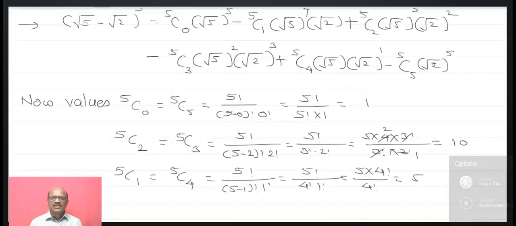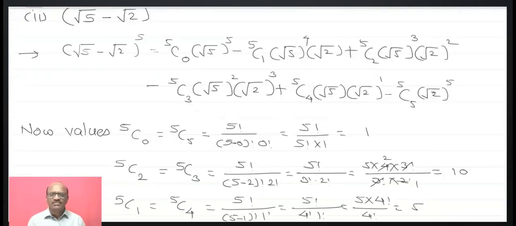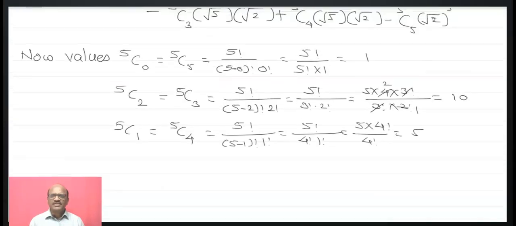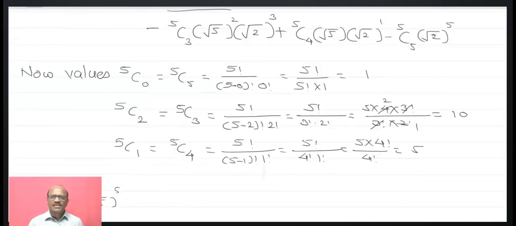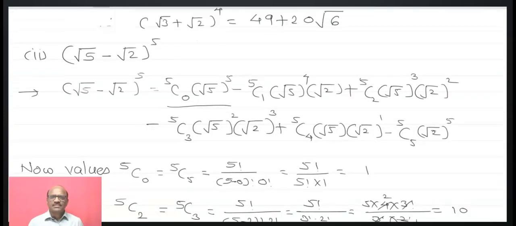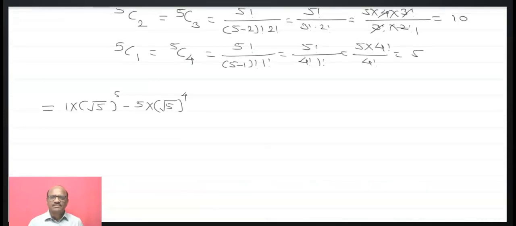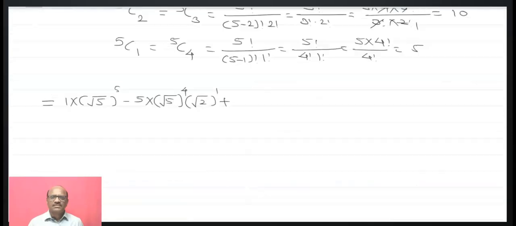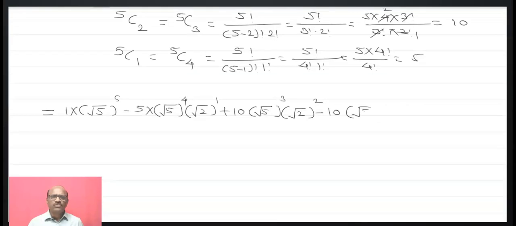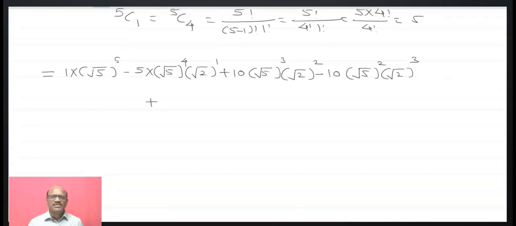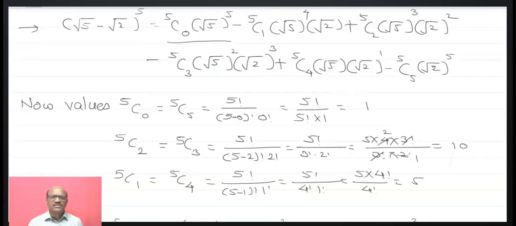Now the next, all values we had collected, we had found out. Now we will substitute the values here. That is the first value, 1 into root 5 raised to 5, minus 5 root 5 raised to 4 into root 2 raised to 1, plus 10 root 5 raised to 3.